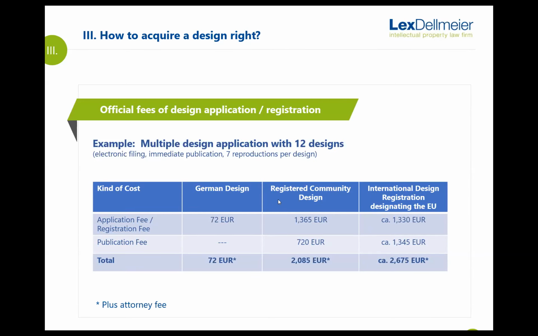In another slide, we put together the official cost for a multiple design application with 12 designs. Again, electronic filing, immediate publication, and 7 reproductions per design. As you can see, in Germany, the cost doesn't increase very much, from 60 to 72 euro, but you get 11 more designs. That's quite cheap. The registered community design goes up from 350 to slightly over 2,000 euros, a little more.